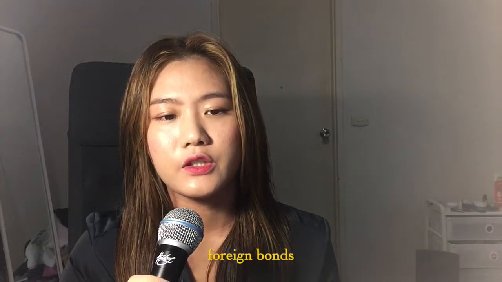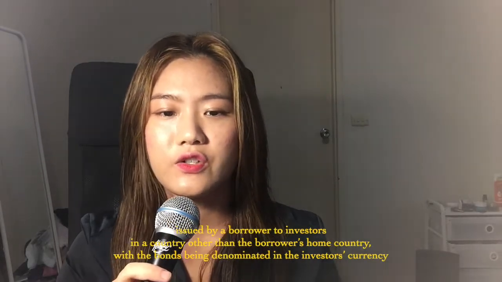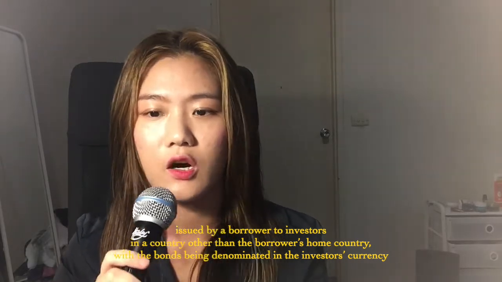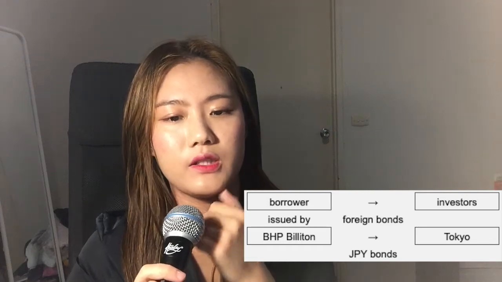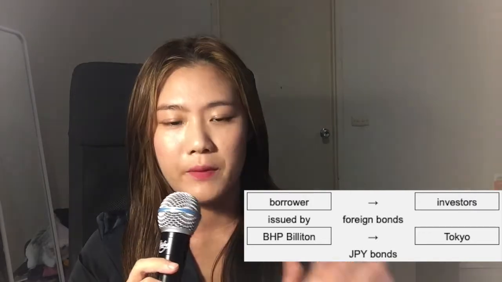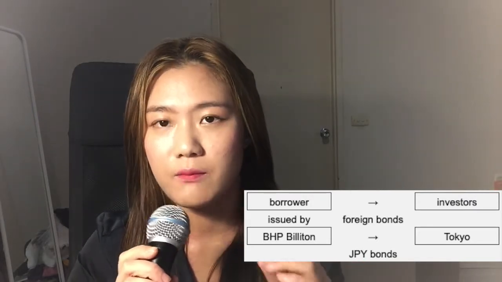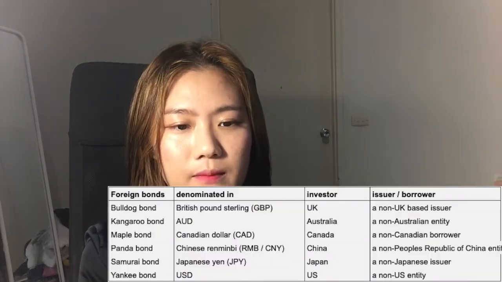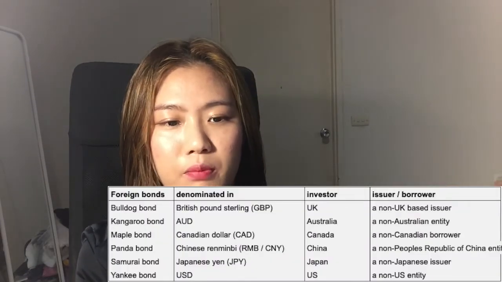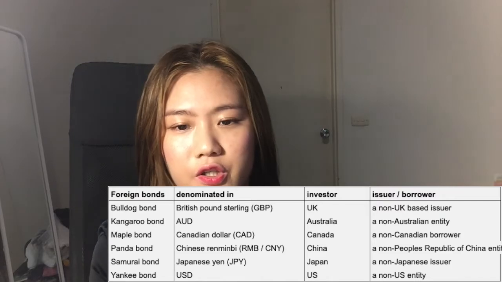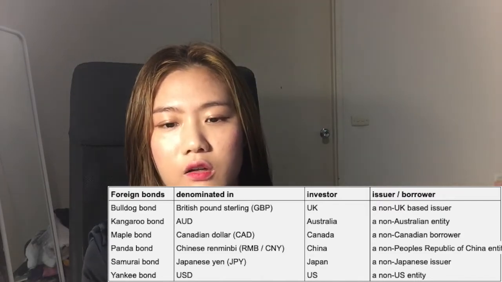Foreign bonds are issued by a borrower to investors in a country other than the borrower's home country, with the bonds being denominated in the investor's currency. For example, a BHP Billiton bond issued by an Australian company to investors in Tokyo in Japanese currency. So it is issued by a domestic borrower to a foreign investor in foreign denominated currency. There are different names for these foreign bonds. For example, an Australian dollar denominated bond is called a kangaroo bond, and the issuing market will be Australia, and the issuer or the borrower will be a non-Australian entity.